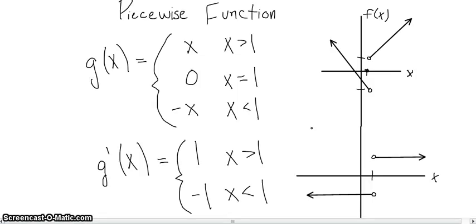So to find where the function is not differentiable, we have to find g prime of x. For g prime of x, it's 1 when x is greater than 1, and -1 when x is less than 1. And right here, where it's not continuous, the left and the right hand derivative don't equal, so we know that the derivative does not exist, and it's not differentiable at x equals 1.